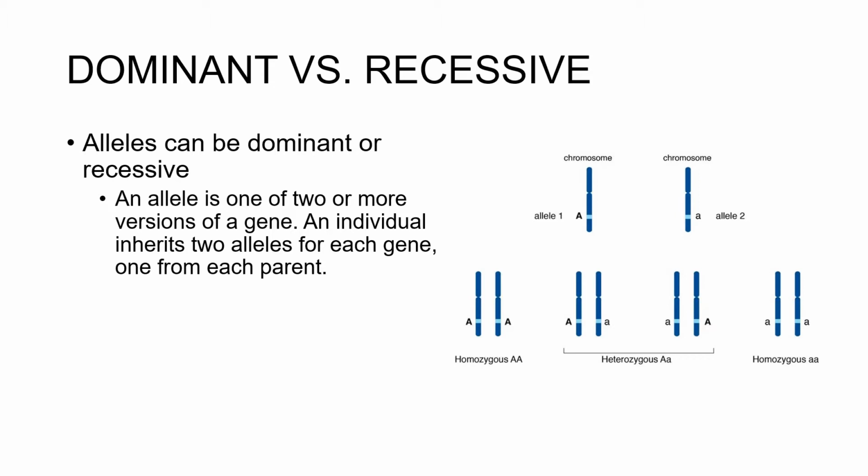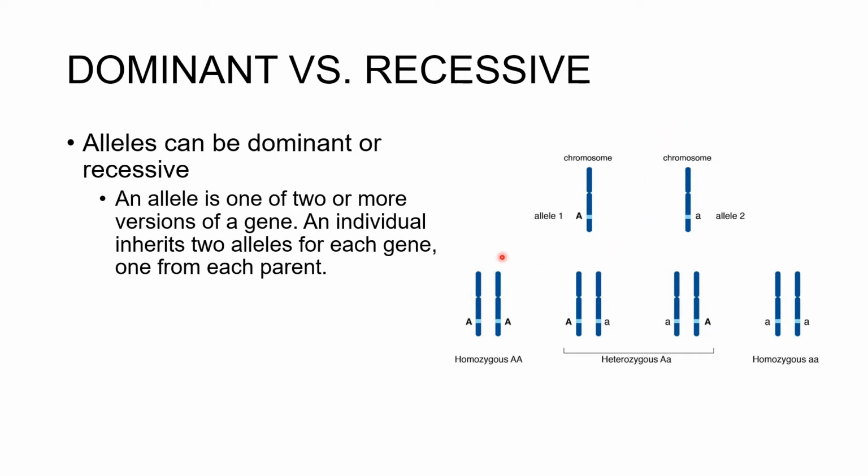So, an allele is one of two or more versions of a gene. An individual inherits two alleles for each gene, one from each parent. As you can see in the diagram, ito isang allele to, and then ito isang allele. So, ang mangyayari, you inherit one allele from your mother and one allele from your father.